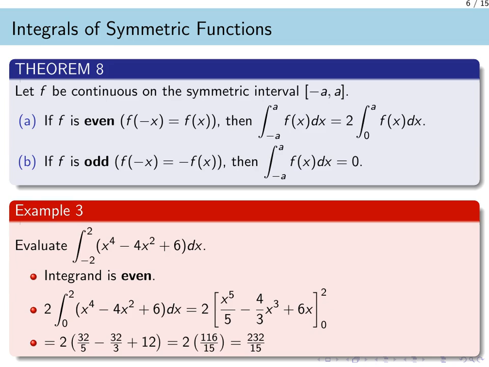Let us apply this to the example. The function x to the fourth minus 4x squared plus 6 is an even function, and the interval from -2 to 2 is symmetric. We can therefore rewrite the problem as 2 times the integral from 0 to 2. This simplifies the calculation, as evaluating the antiderivative at 0 is much easier than at -2. After finding the antiderivative and plugging in the limits, we arrive at the result of 232/15.